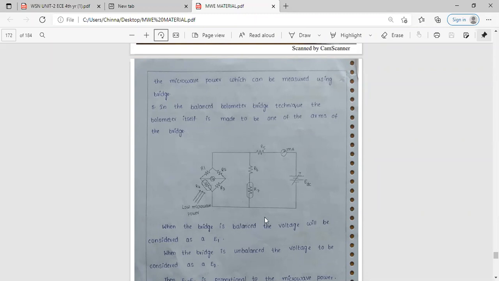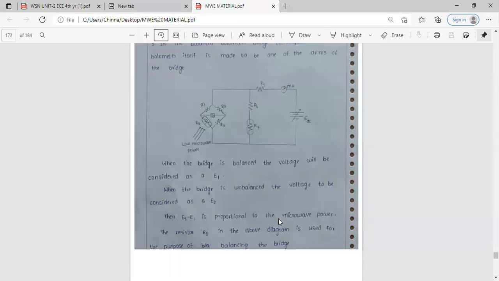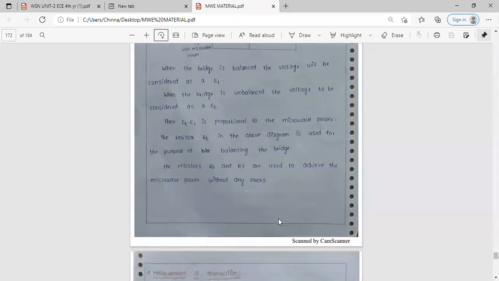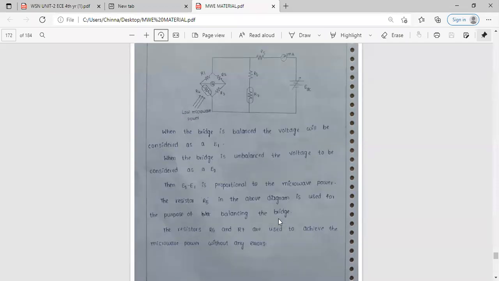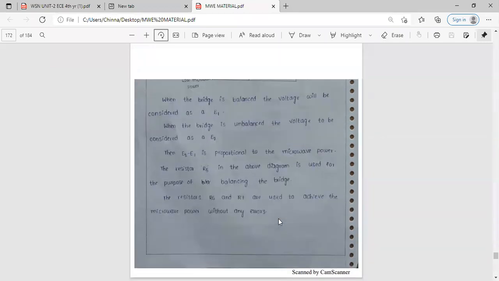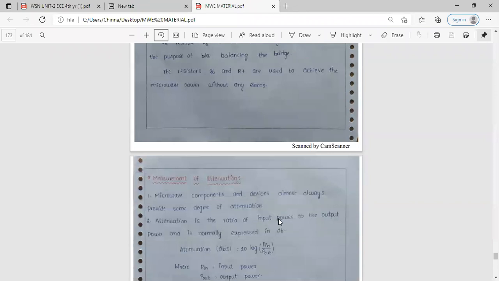The low power measurement goes to R4, which is considered as the bolometer. The bridge is balanced, the voltage will be considered as E1, and when the bridge is unbalanced, the voltage will be considered as E2. So E1 minus E2 is proportional to the microwave power. R5 in the above diagram is used for the purpose of balancing the bridge, and R6 and R7 are used to achieve the microwave power measurement without any errors. So that is the major bolometer measurement. You can write all this down.